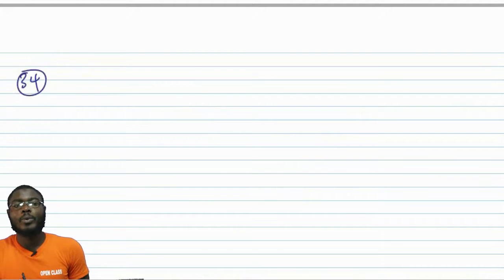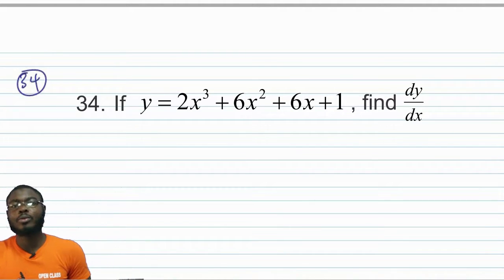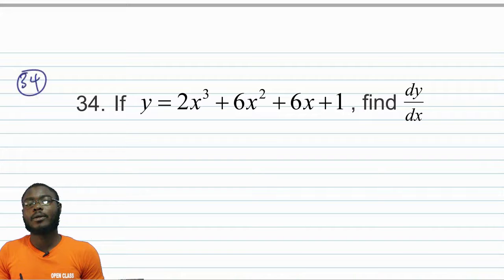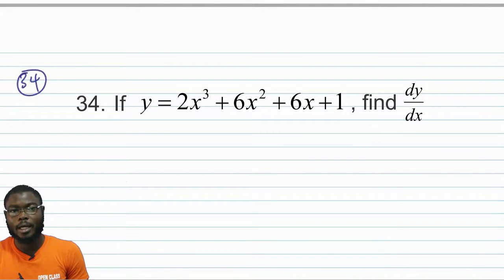Therefore, we have: if y equals 2x cubed plus 6x squared plus 6x plus 1, find dy/dx.